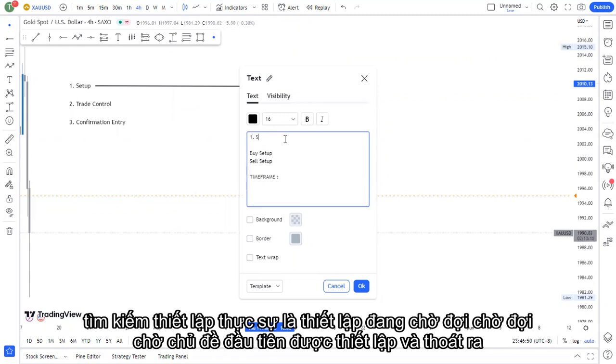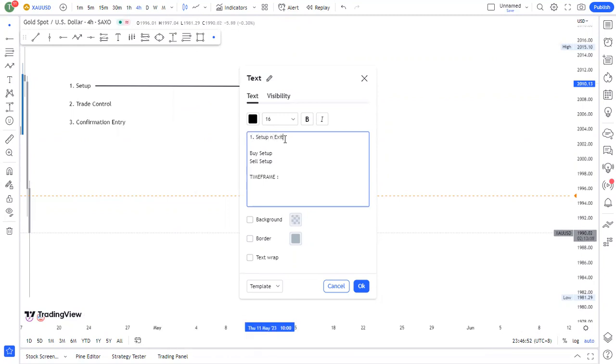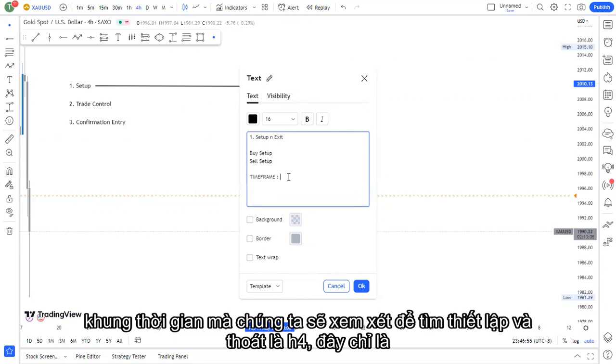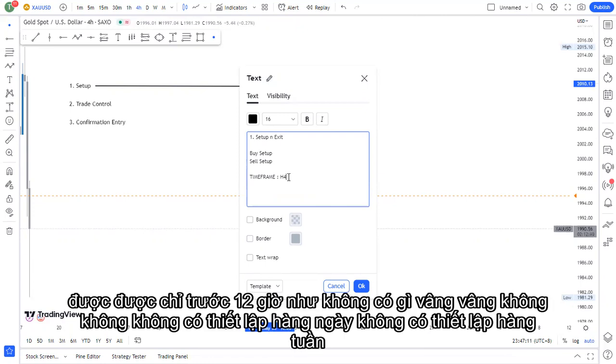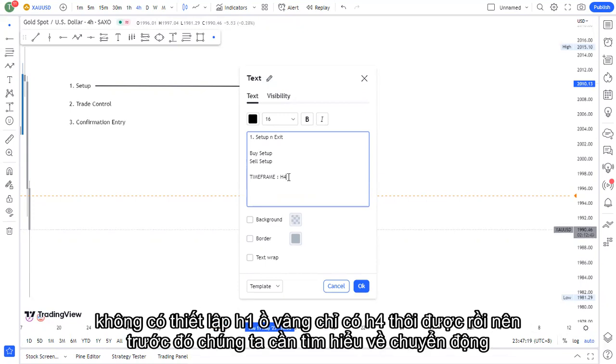The first topic is setup and exit. The time frame that we are going to look into in finding setup and exit is H4, just H4. We are going to look for H4 engulfing buy, H4 engulfing fail buy, H4 engulfing sell, and so on. Only H4. There is no weekly setup, no daily setup, and no H1 setup. Just H4.